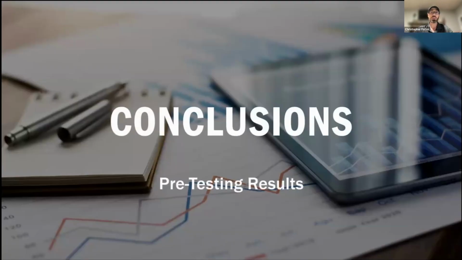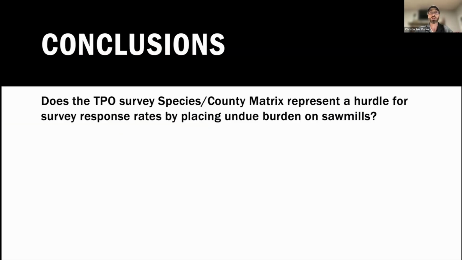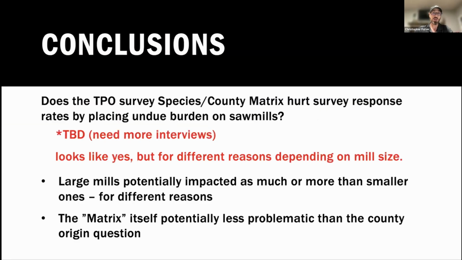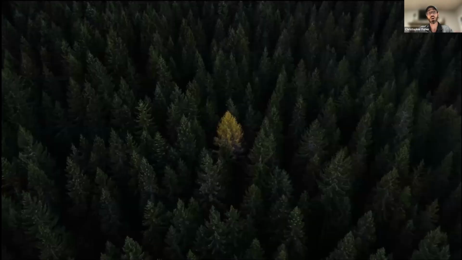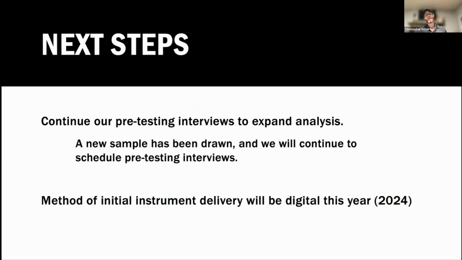So the conclusions: we go back and ask the question, does it represent a problem for non-response? It's to be determined. We want to do some more interviews, but it looks like yes, maybe for different reasons than we thought. It depends on the mill size. Large mills are seemingly impacted more than the small guy. Maybe the small mill doesn't mind thinking about a couple counties and writing them down, whereas a large mill sees that as a big investment of time. So it may not be the matrix question itself, but just the county origin question that's causing those issues.